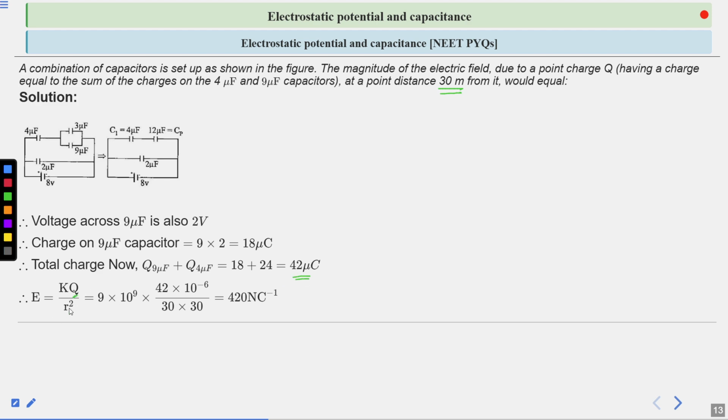Okay, so KQ by R square, 9 into 10 to the power 9 into 42 into 10 to the power minus 6 upon 30 into 30, which is equal to 420 Newton per coulomb, which is the answer. Got it?